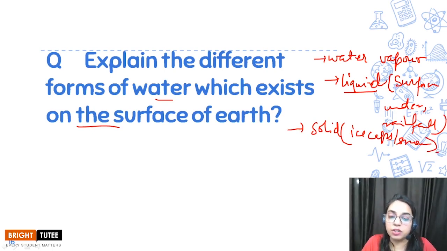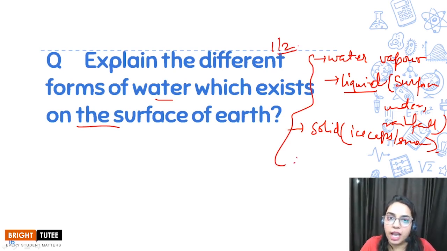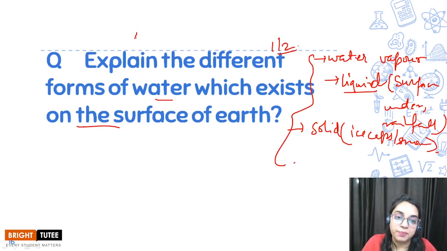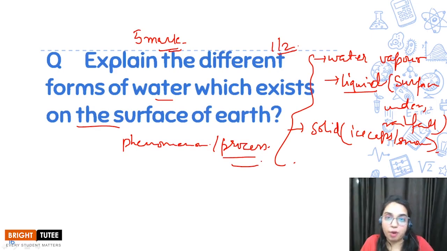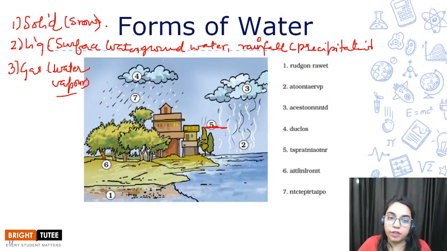Okay. Now children, we are going to understand how they exist on the surface of earth, what the phenomena are that help them to exist in different forms. If this question is asked only as a 1 or 2 marker, children, then you will have to write just these 3 points and you will be done. But if this question is asked as a 5 marker question, and if the question also asks you to write about the phenomenon, or the processes by which water exists in different forms on the surface of earth, in that case you will have to explain it completely with this diagram.